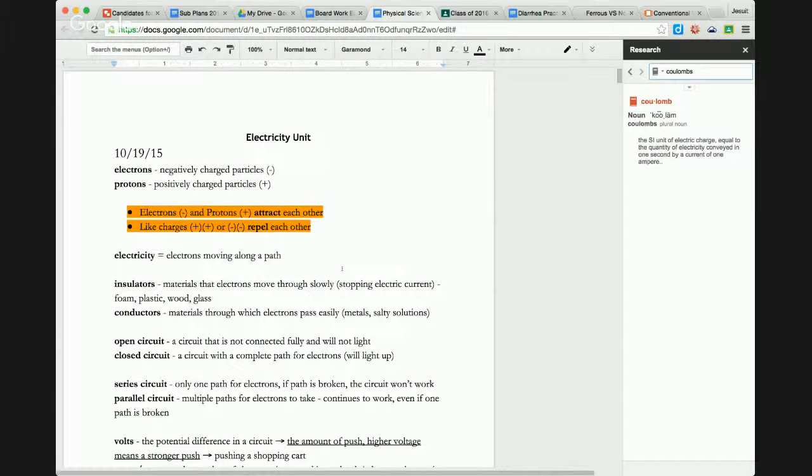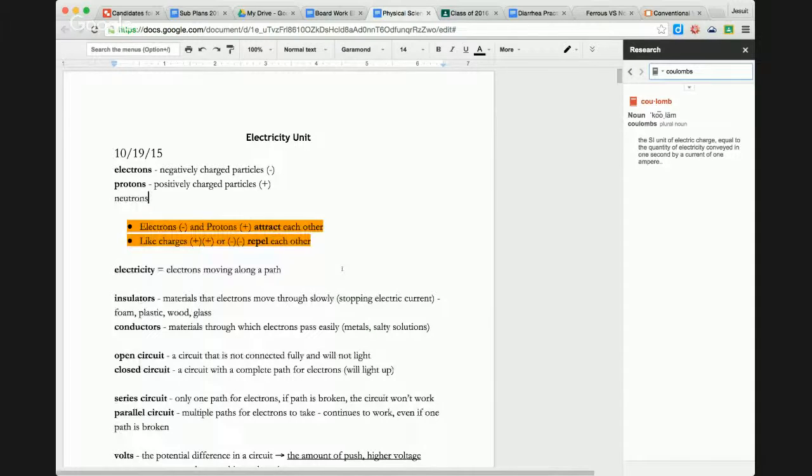The other term that you'll see on there is neutrons. I'll just add that here. Neutrons are atomic particles without a charge, okay? They just add mass to an atom. We're not going to get into those a lot right now. It's more of a chemistry thing, so we'll just leave it at that.